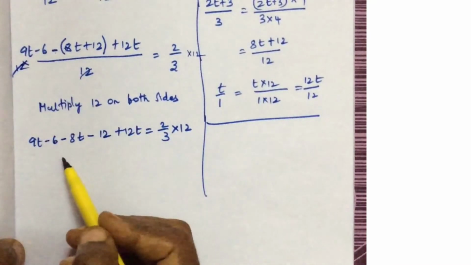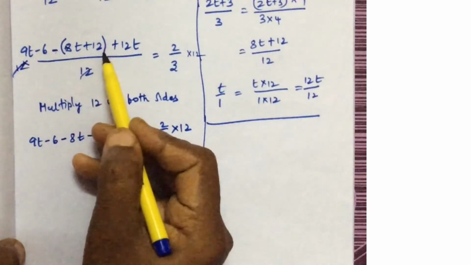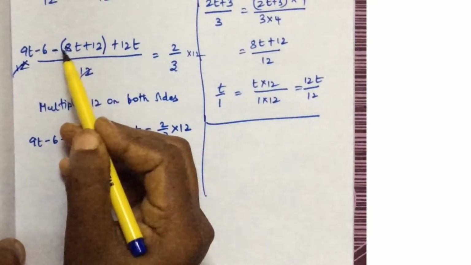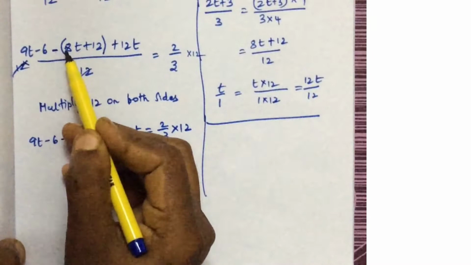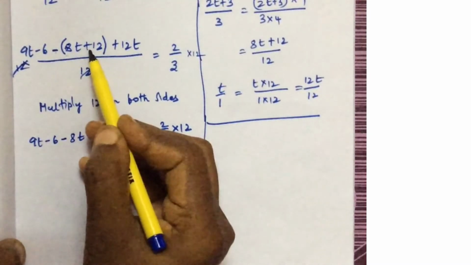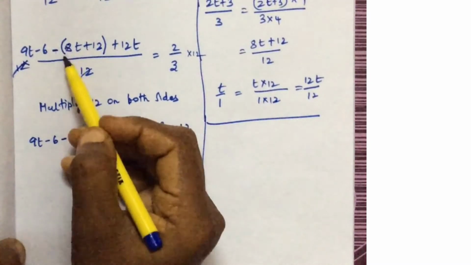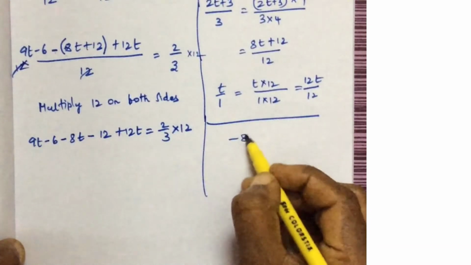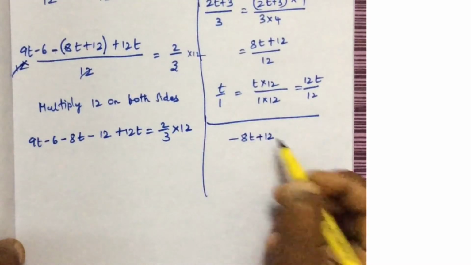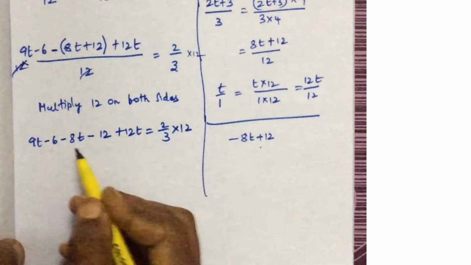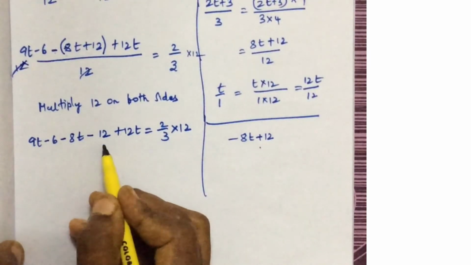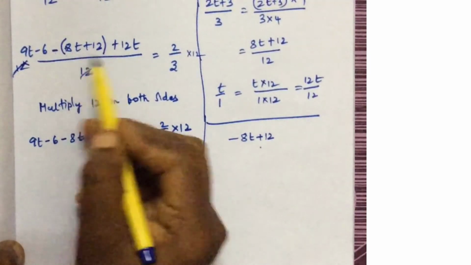So, I am writing the term as it is. So, here is a bracket here. Whenever there is a bracket and a symbol before that, you have to multiply. So, this plus into minus, minus, this plus into minus, minus. If you miss this bracket, then what will you write? Minus 8t plus 12, which is wrong. Actually, in the question, you have to get minus 8t minus 12. So, this bracket is very important.